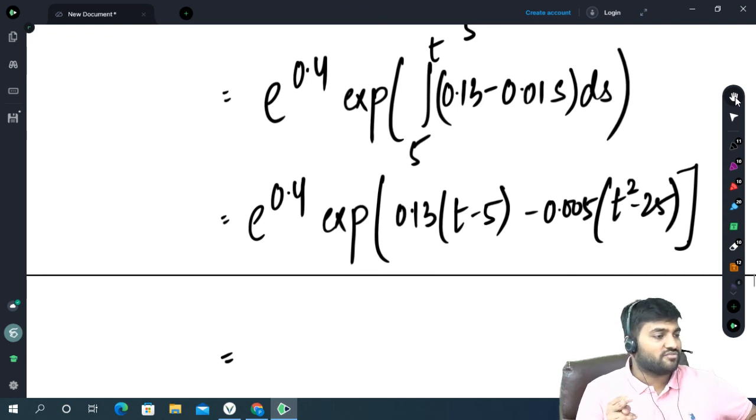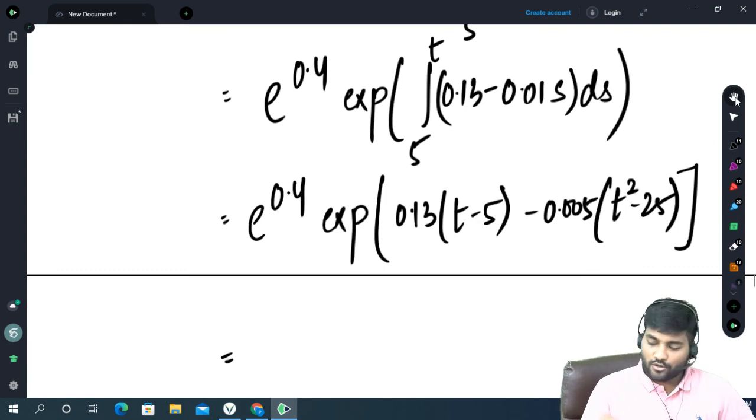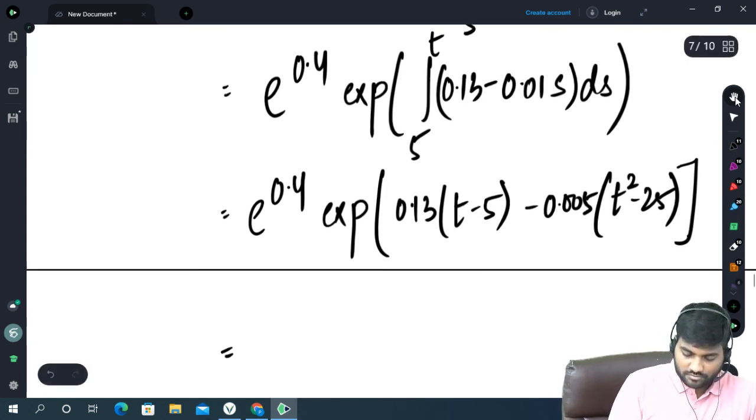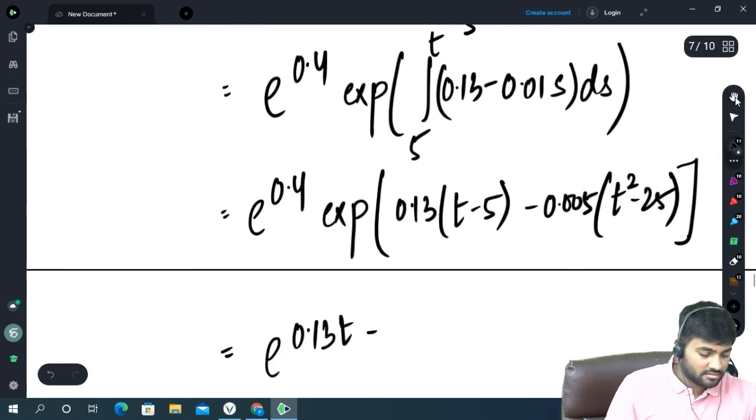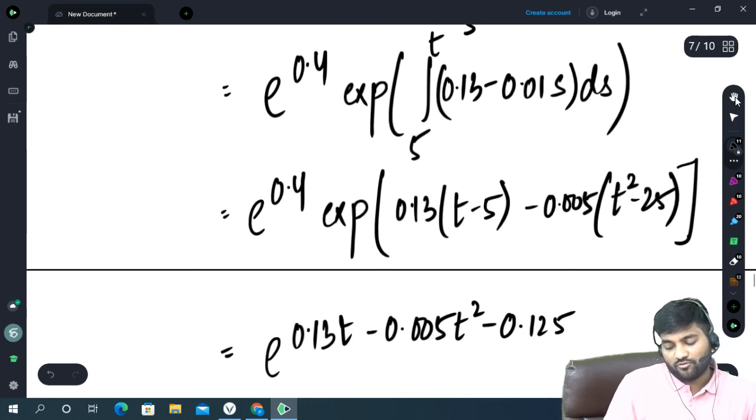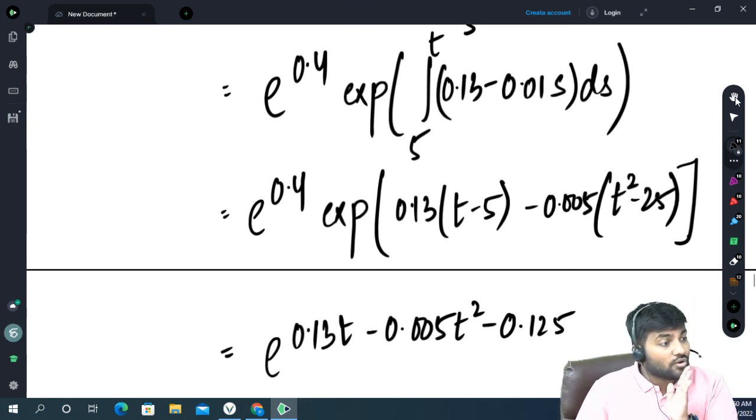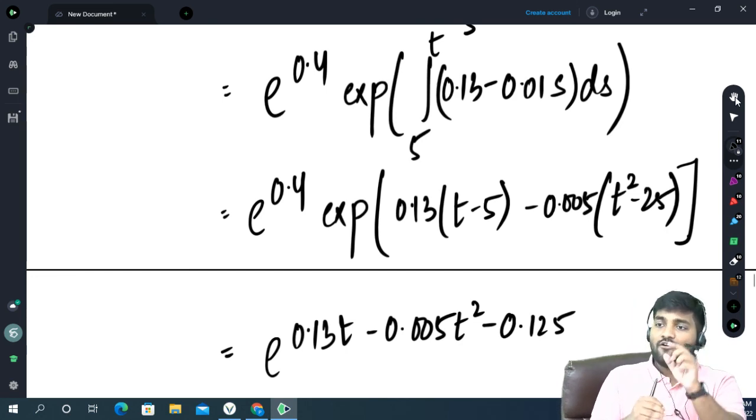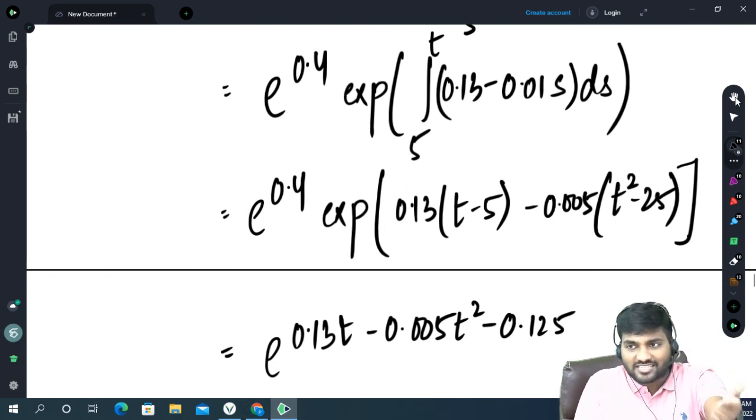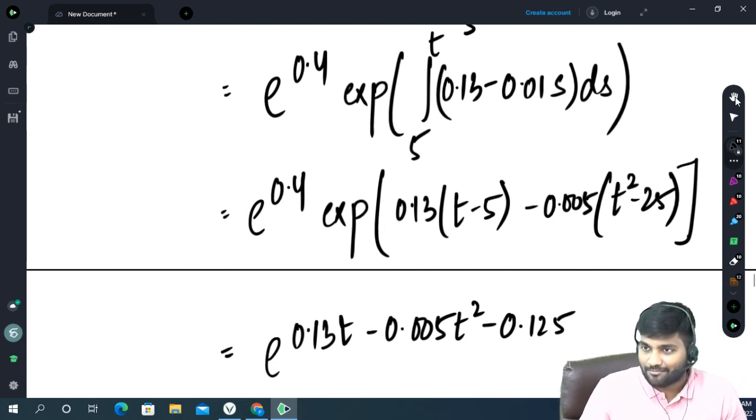Just simplify the expression once. What are you getting? e to the power 0.13 t minus 0.005 t square minus 0.125. Yes. So now this expression is only valid for t greater than or equal to 5. Since 5 is the meeting point, whether you put 5 in the above expression or in this expression, the answer will be the same, e to the power 0.4. And how we present our answer is also very important.